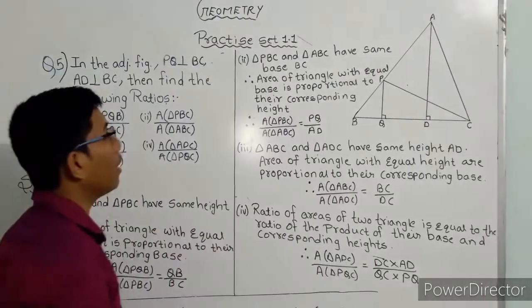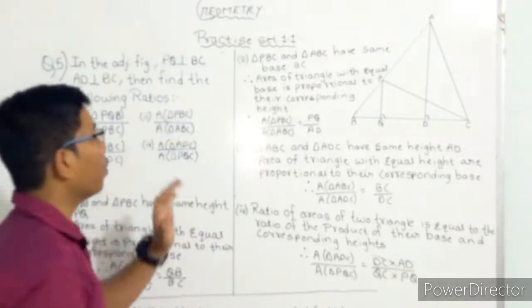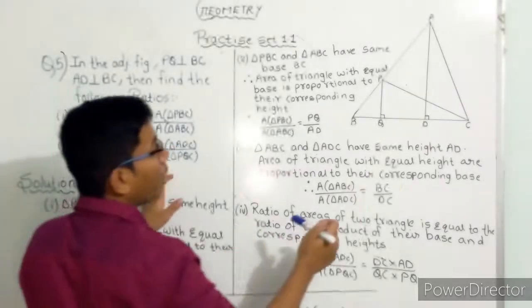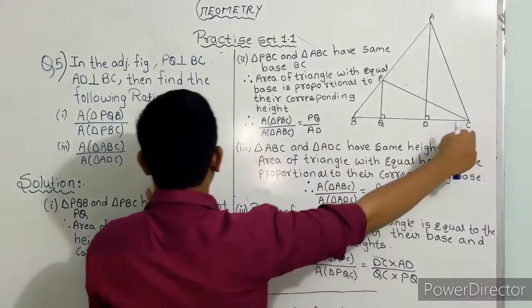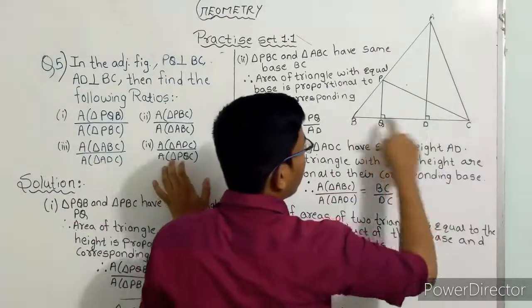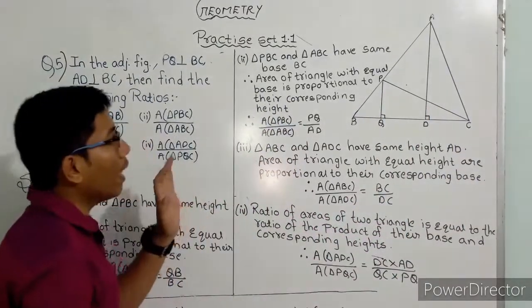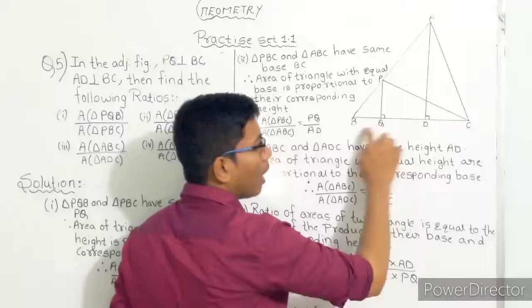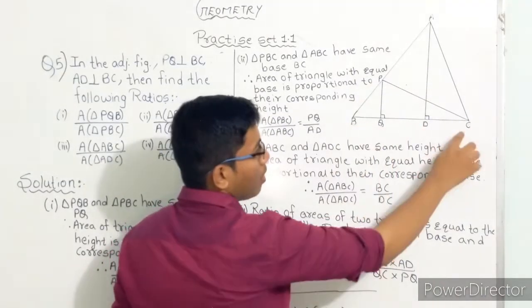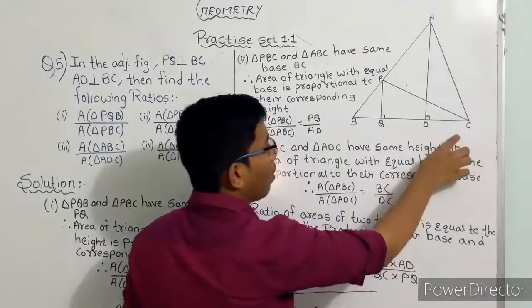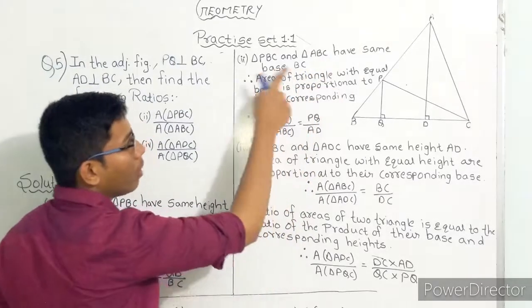Next we move on to the second case, that is we have to find area of triangle PBC upon area of triangle ABC. These two triangles are PBC and ABC. In that case, BC is acting as a common base for both the triangles. For PBC, BC is the base, for ABC, BC is the base. So we write in the solution part that triangle PBC and triangle ABC have the same base BC.